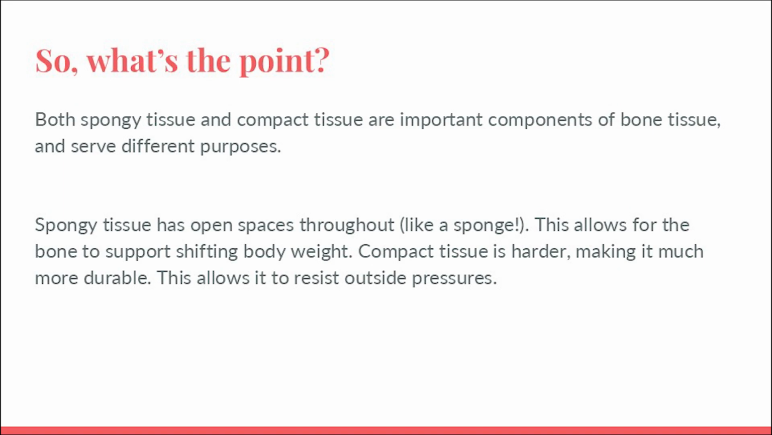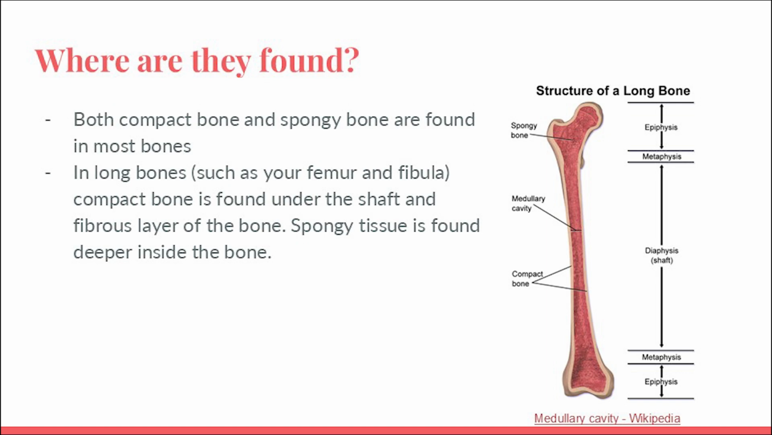So where are they found? I touched on this a little bit, but just to reiterate, both compact bone and spongy bone are found in most bones. And again, spongy bone is on the inside of the bone. Compact bone is that layer on the outside, protecting the spongy bone. So in long bones, compact bone is found under the shaft and fibrous layer of the bone, and then spongy tissue is found deeper in the bone, inside that compact bone layer.